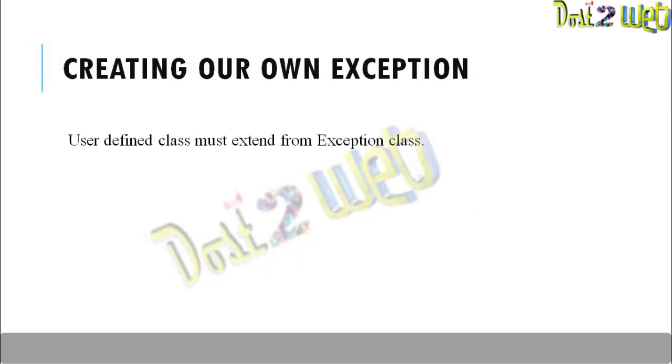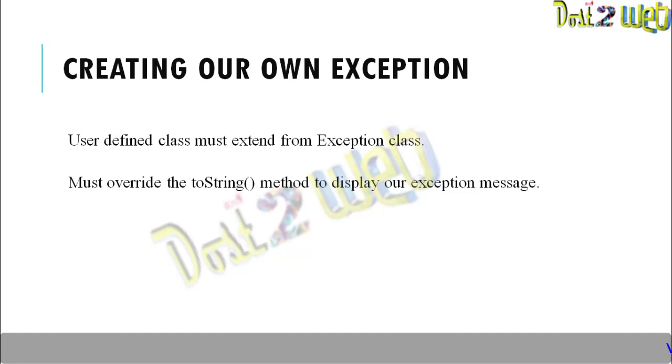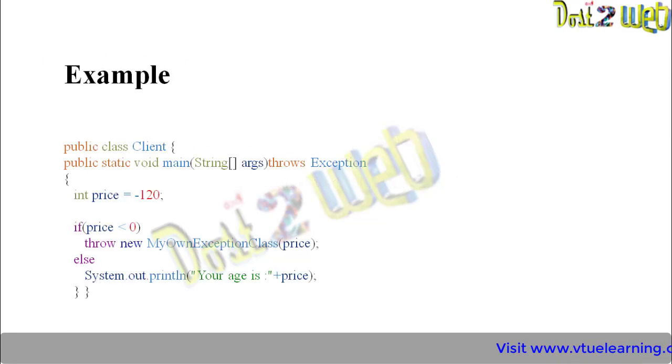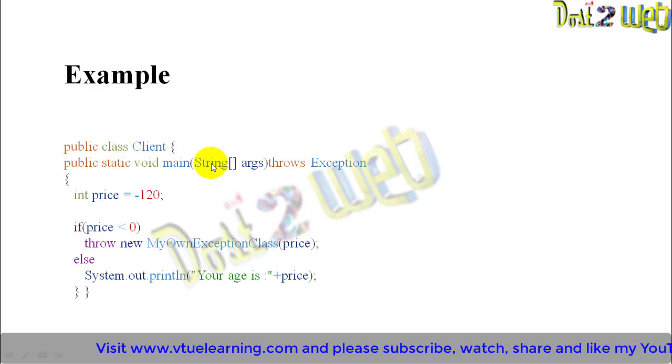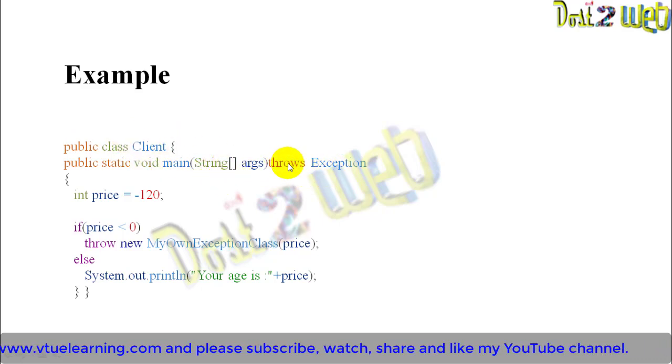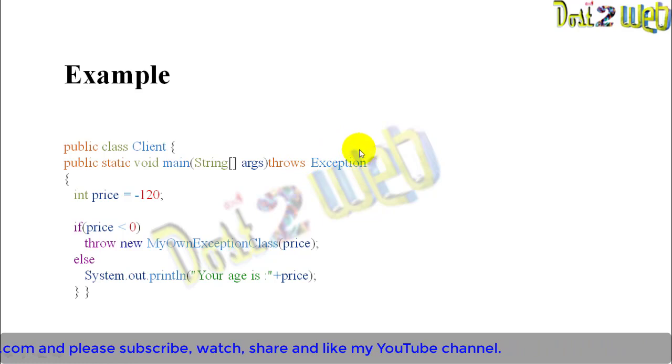Okay, you can even create your own exception. A user defined exception must extend the Exception class. You can override the toString method to display your exception message. Let's see how. You are going to write your own class. We have to use throws Exception, that is, we are declaring the exception here.